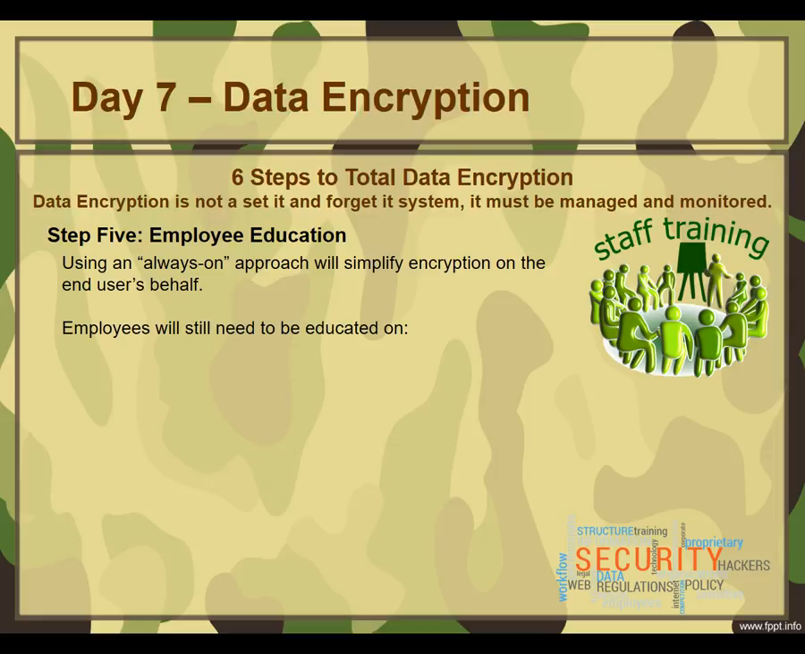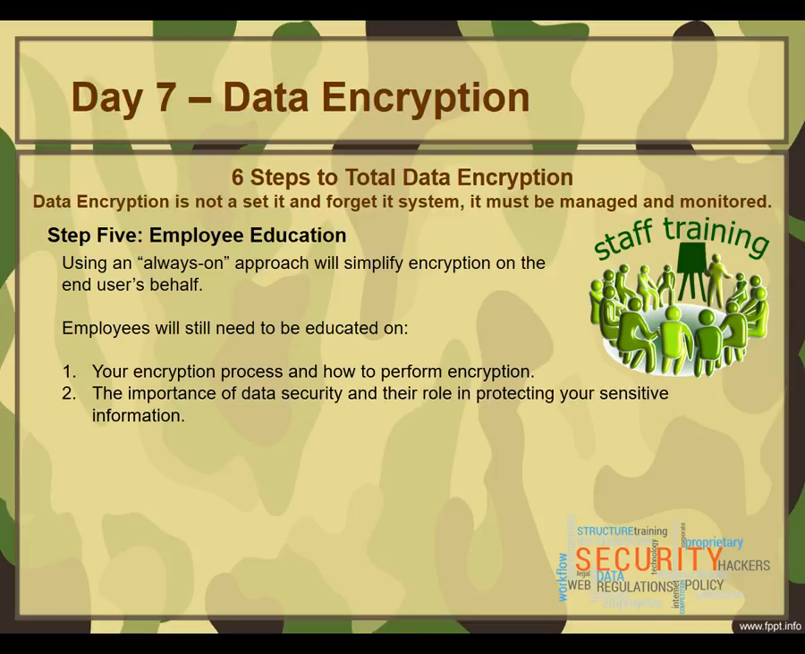Step 5 starts with employee education. When you use an always-on approach, as we recommended in prior steps, it simplifies the encryption on the user's behalf and minimizes the amount of training you have to do. Employees will still need to be educated, though, on certain things. Like one, your encryption process and how to perform encryption. Even if we're using an always-on approach, they also need to understand how it's performed, so in case they come across documents that aren't encrypted, they do know how to do the encryption themselves.